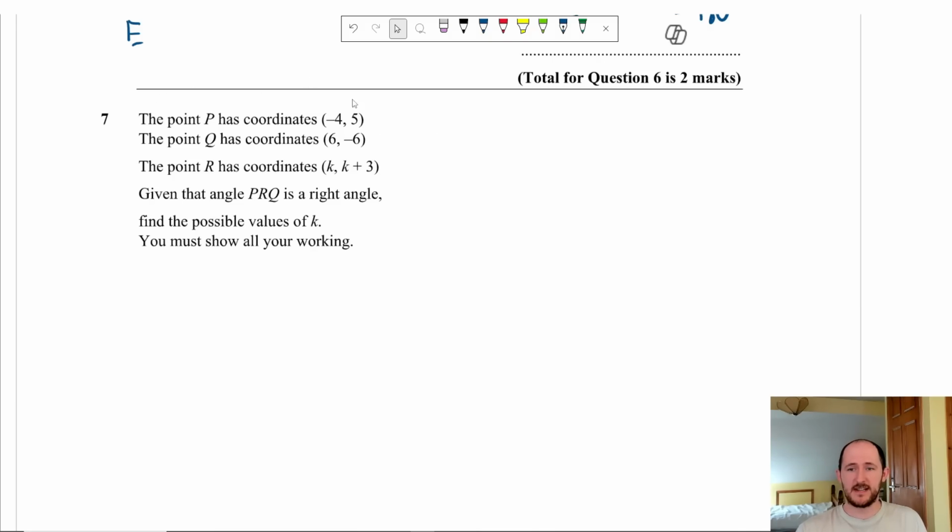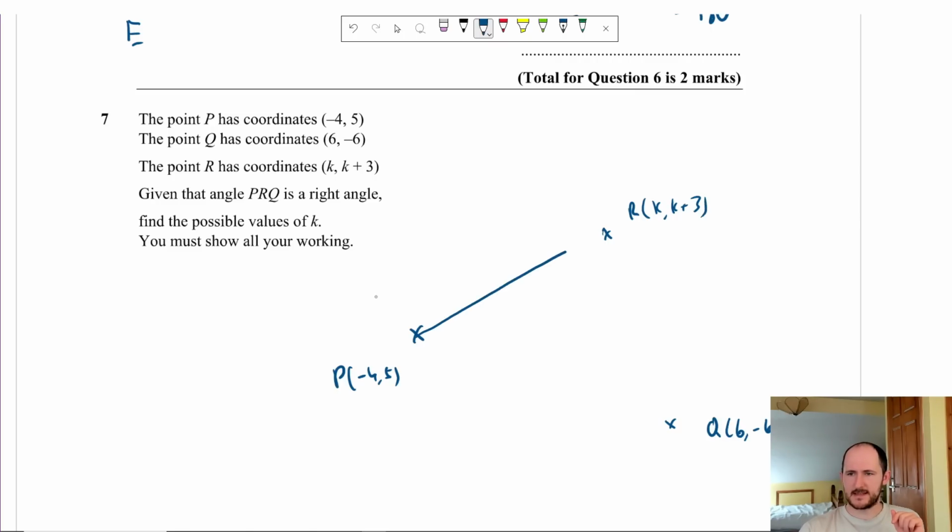Here's a very typical question, especially if you want to go into A-level maths as well. This actually comes up. So we have P, Q, and R. And again, I would recommend drawing this out really quickly. So we have -4, 5, so that's point P. Then we have 6, -6, so somewhere down here for Q. Then point R is, I don't know, probably up here somewhere. Given that that is a right angle, find the value of K.